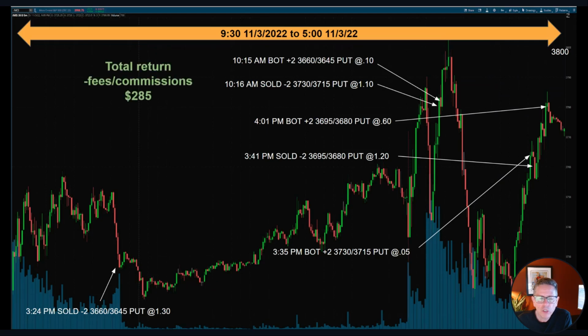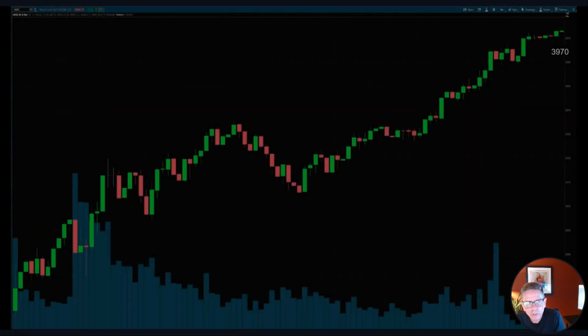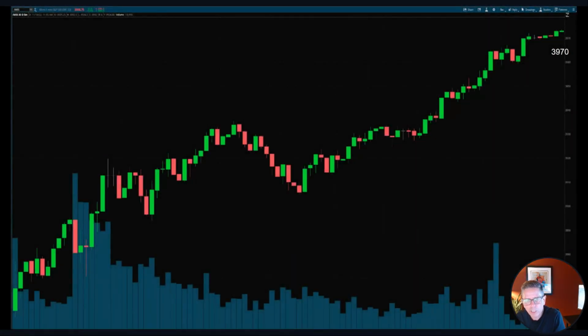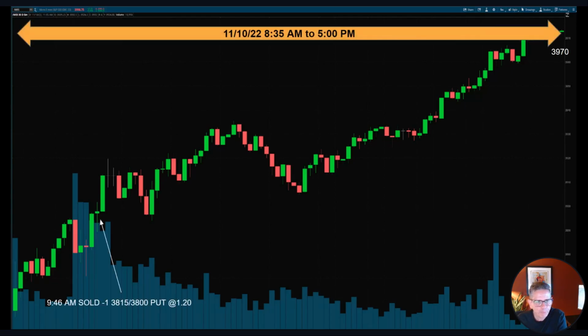Okay, so you can use these. And there's no PDT restrictions on these. And these trade very similar to SPX. So if you want to get away from the PDT rule, you can actually use these trades instead of SPX. Okay, it's just another way to do it.